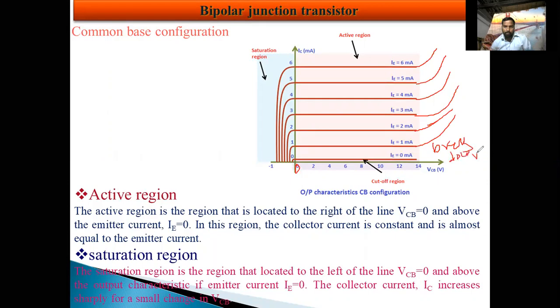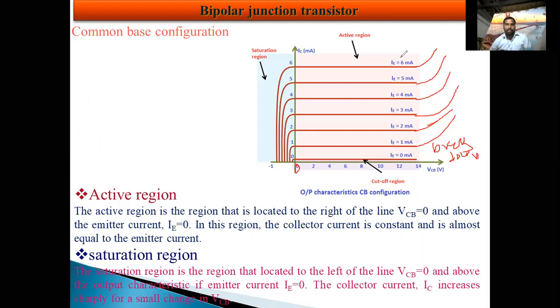Breakdown region. Now the saturation region is the region located to the left of the line VCB equal to 0 and above the emitter current IE equal to 0, above the output characteristics of emitter current IE equal to 0. The collector current IC increases sharply for a small change of VCB. For a small change of VCB, the IC value increases sharply.